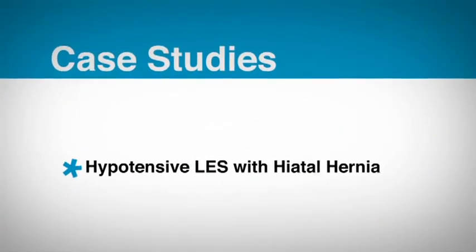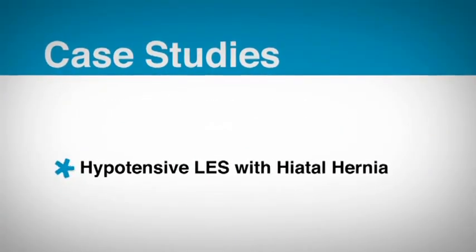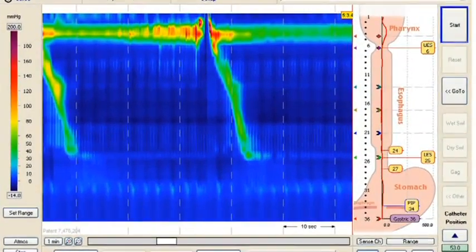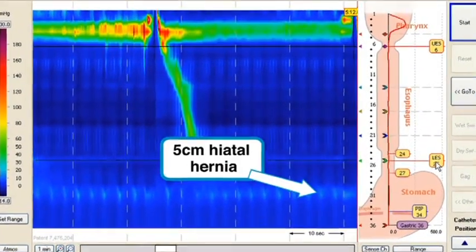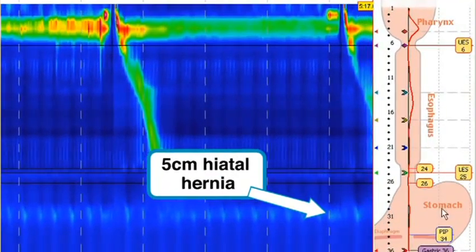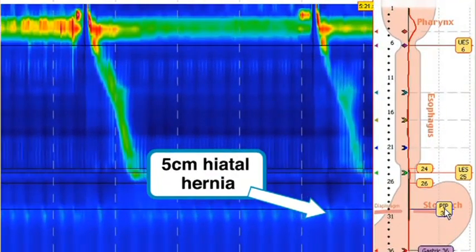Hypotensive LES with hiatal hernia. In this case, the pressure inversion point is clearly seen to be below the LES, and a 5 centimeter hernia is identified by simply moving the anatomical markers.